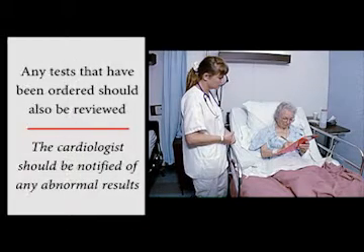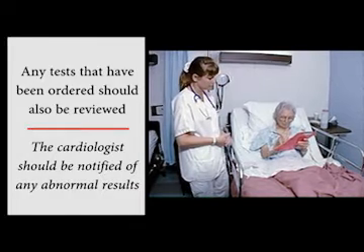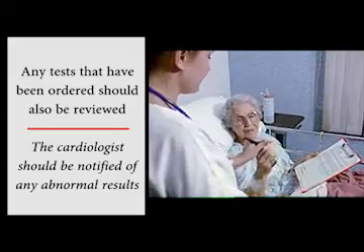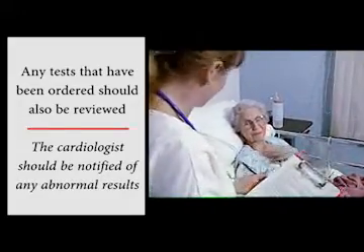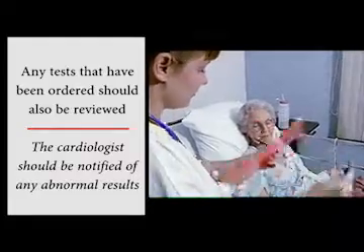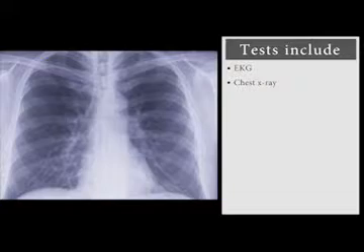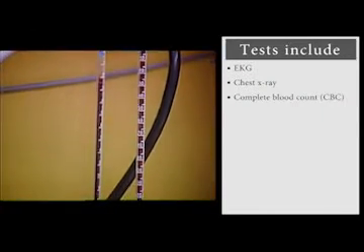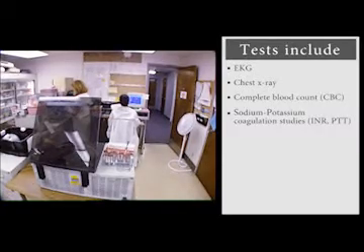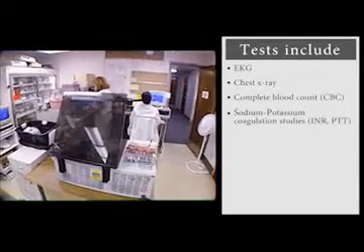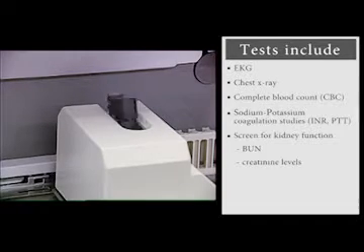Any tests that have been ordered should also be reviewed, and the cardiologist notified of any abnormal results, such as elevated creatinine or elevated INR levels, which may cause procedure cancellation. Tests usually include EKG, chest X-ray, complete blood count or CBC, sodium-potassium, coagulation studies such as INR and PTT, and a screen for kidney function such as BUN and creatinine levels.